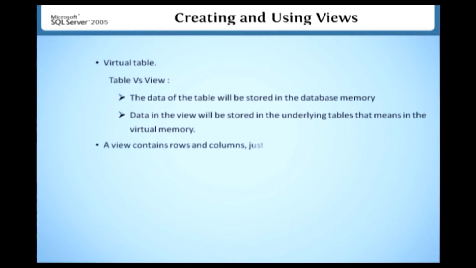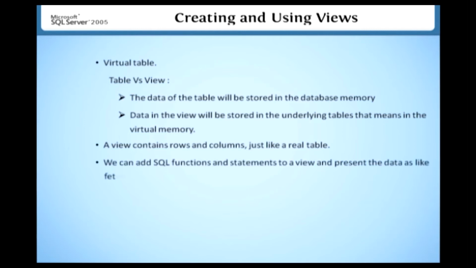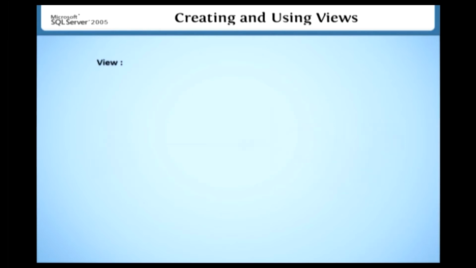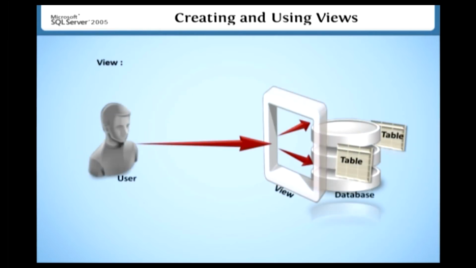A view contains rows and columns just like a real table. We can add SQL functions and statements to a view and present the data as if fetching from a single table. You may have a little bit of confusion, so let's take a look at this conceptual figure, and then you'll have an idea about a view. From this diagram, it is clear that the view is not stored in the database tables. It is stored as a temporary table.